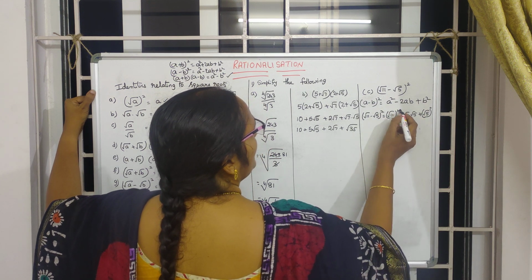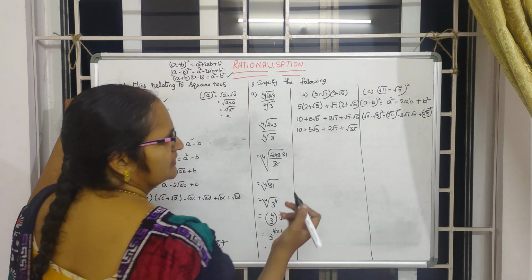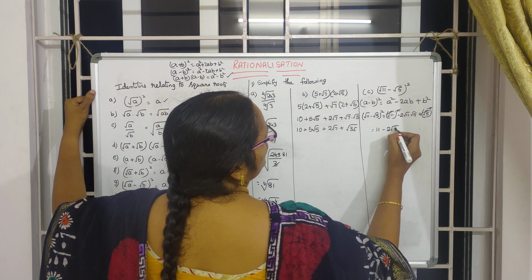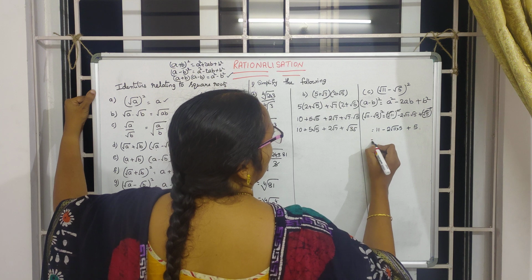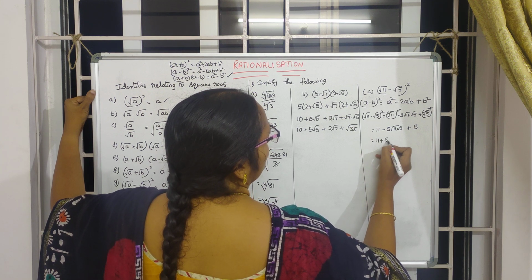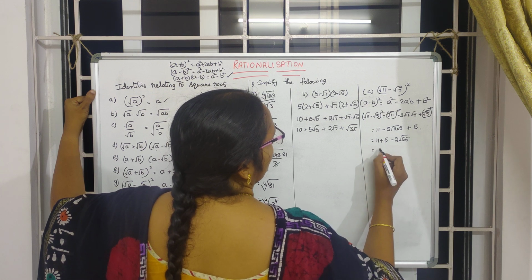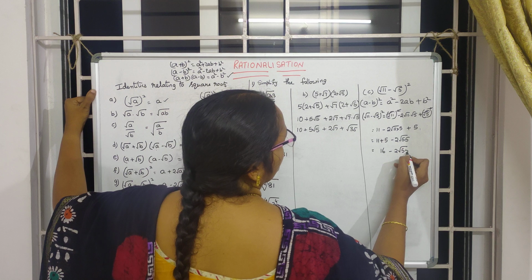Here square and root get cancelled. Here also square and root get cancelled. This is equal to 11 minus 2 root 11 times 5 plus 5. So this can be written as 11 plus 5 minus 2 root 55. 11 plus 5 is 16. So 16 minus 2 root 55.